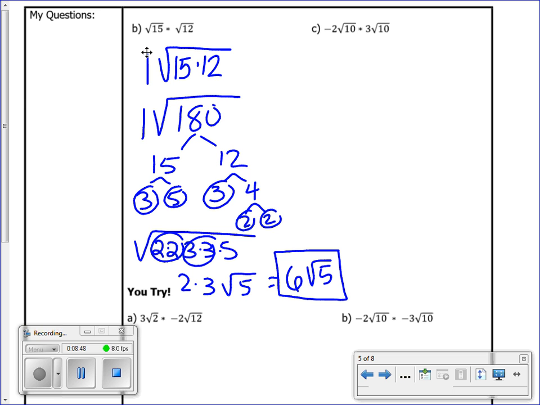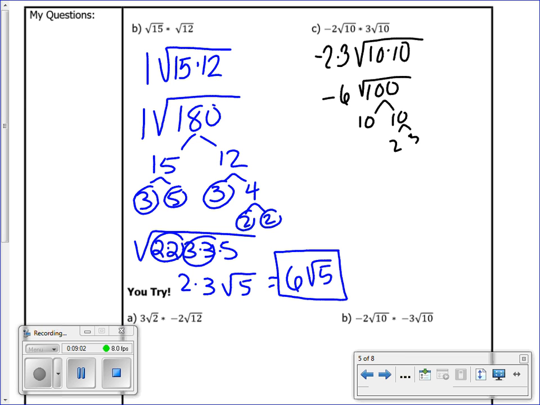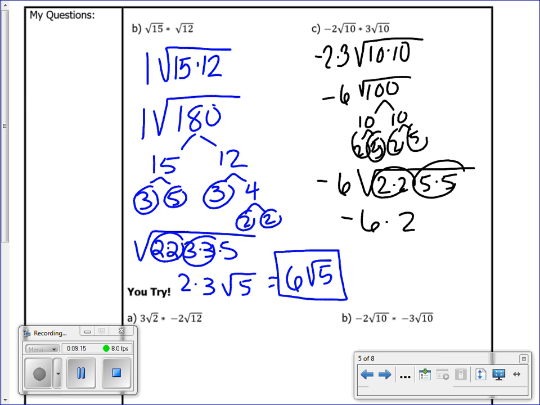Letter C. Outsides, negative 2 times 3. Insides, 10 times 10. Negative 6 square root 100. 100 breaks down to 10 and 10, 2 and 5, 2 and 5. Circle twins. Negative 6 square root 2, 2, 5, 5. Find twins. Negative 6 times 2 times 5, and there's nothing left over, so I do not need my square root anymore. Negative 6 times 2 is negative 12. Negative 12 times 5 will give us negative 60 as our final answer.